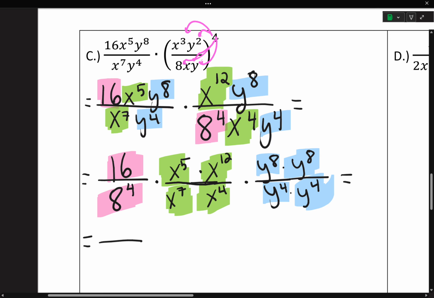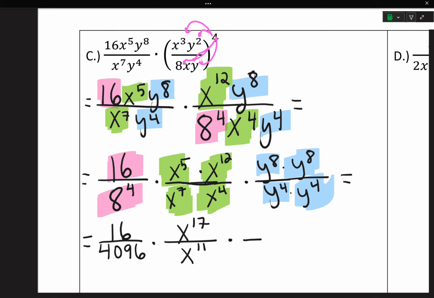We have to find out what 8 to the 4th is, because I don't remember that off the top of my head. While I calculate that, that's 4,096. Let's multiply the x's on top and bottom of the fraction, which means we're going to add the exponents. So we get x to the 17th on top and x to the 11th on the bottom, times y to the 16th over y to the 8th.